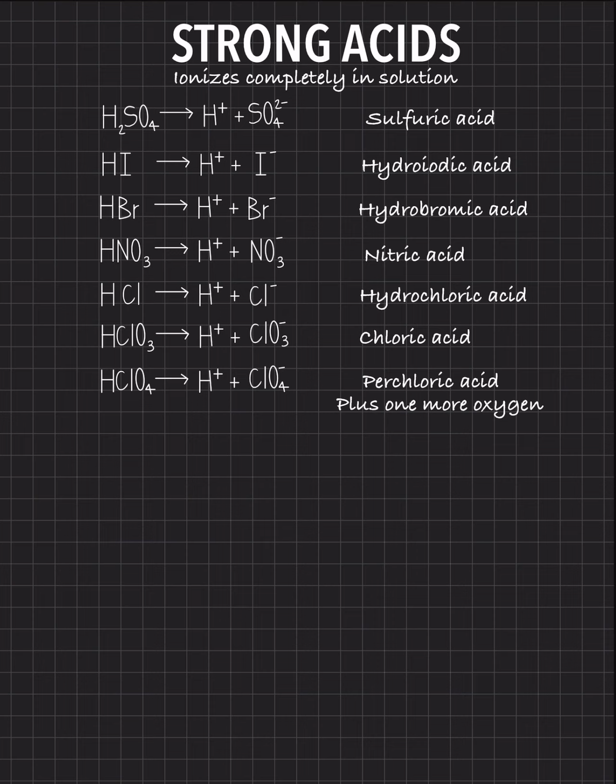So now let's get into the mnemonic. The way that I memorized this when I was in Gen Chem is: "I brought no clean clothes." So sulfuric acid, hydroiodic acid, Br is for bromine, NO for nitric, for nitrate, Cl for chlorine, and ClO for clothes is for the chloric or the perchloric. So I hope that helped with the strong acids.